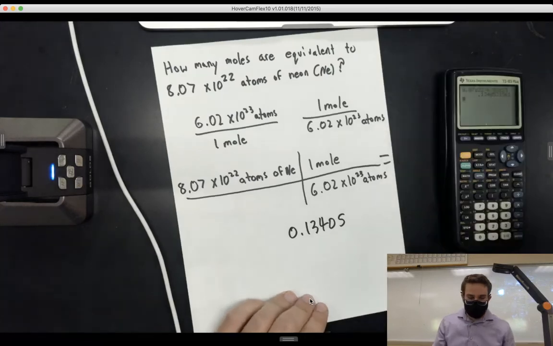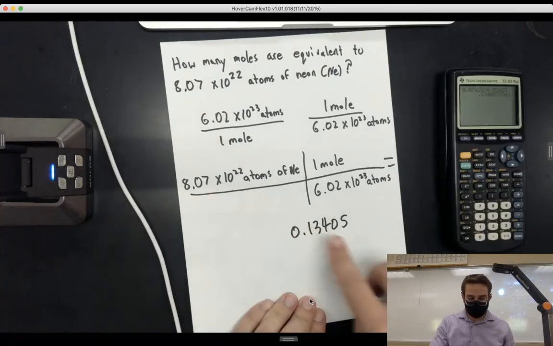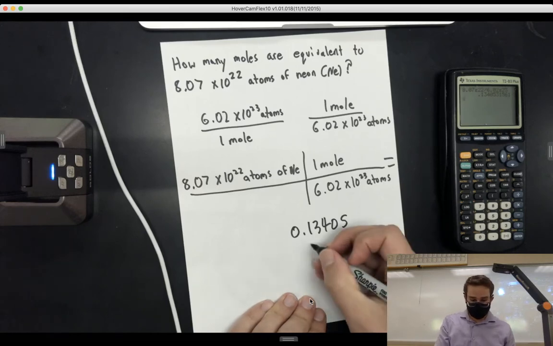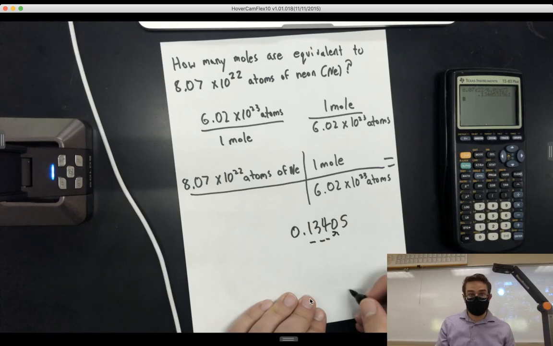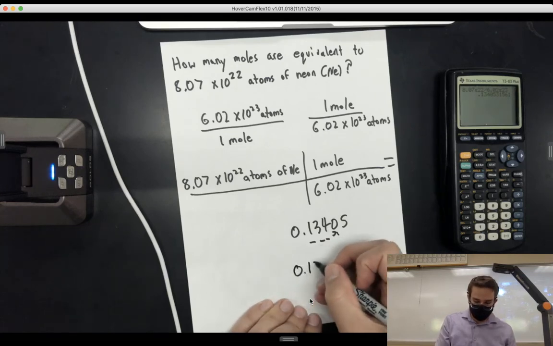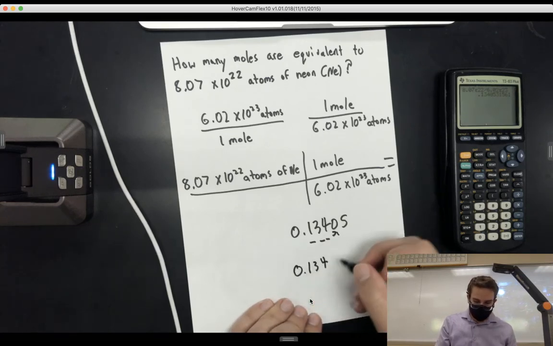0.13405. This has 3 significant digits, so I need to round this to 3 significant digits. The leading zero is not significant, so I count 1, 2, 3 sig figs. The next digit, 0, tells me to round down, and my final answer is 0.134, and my units are moles of neon.